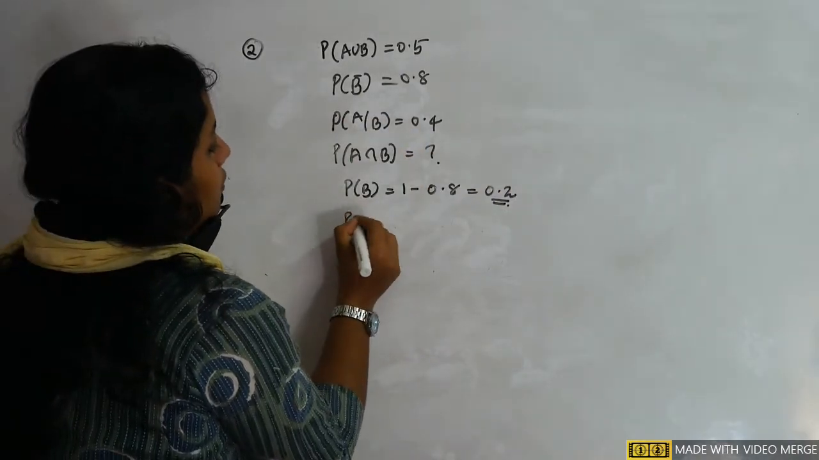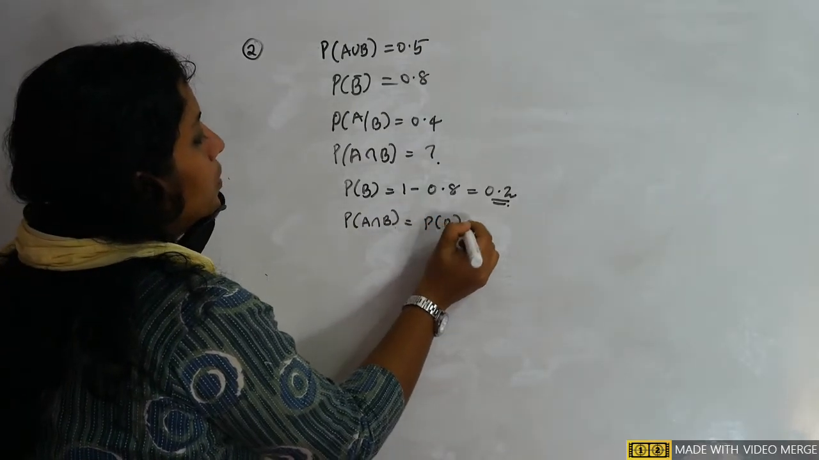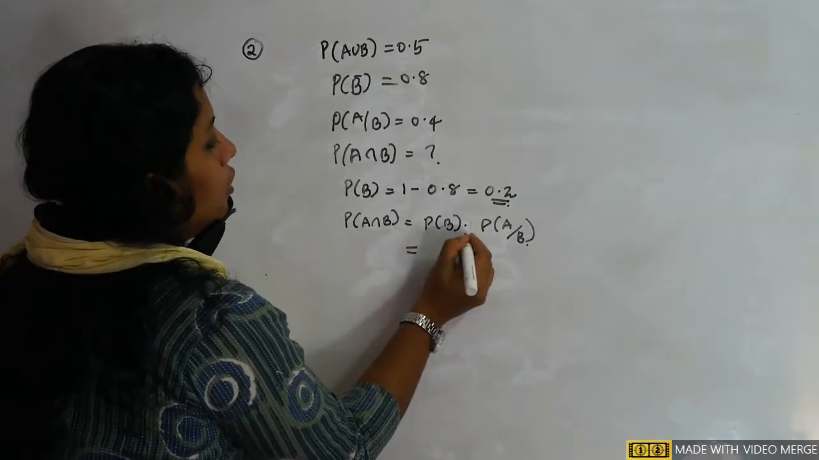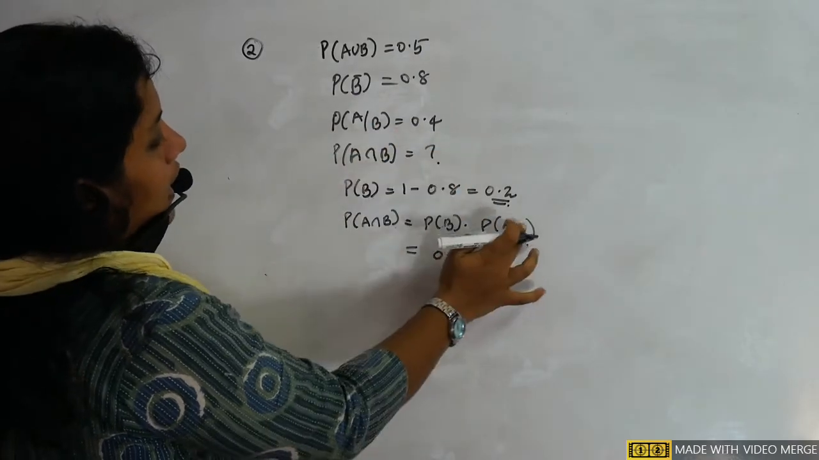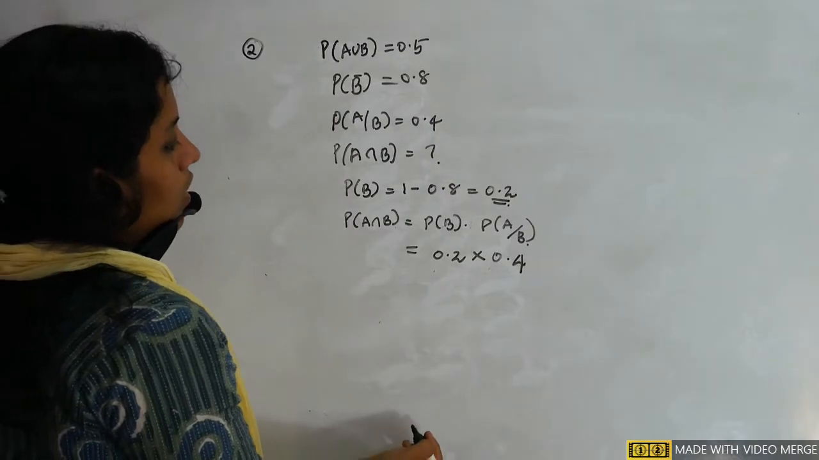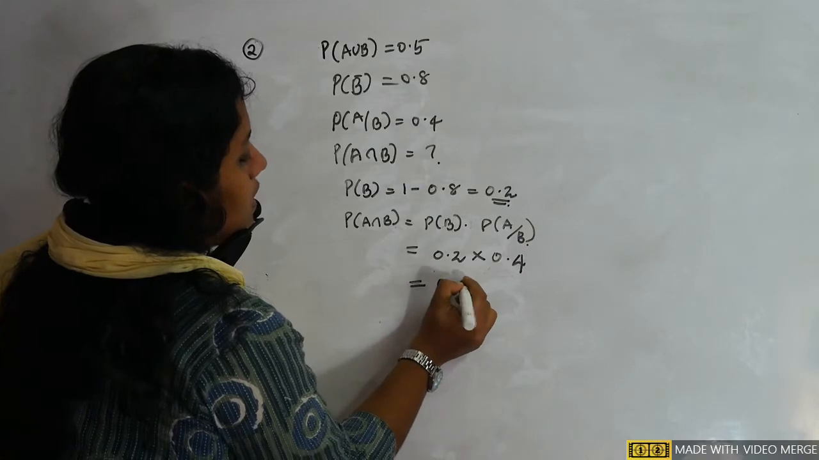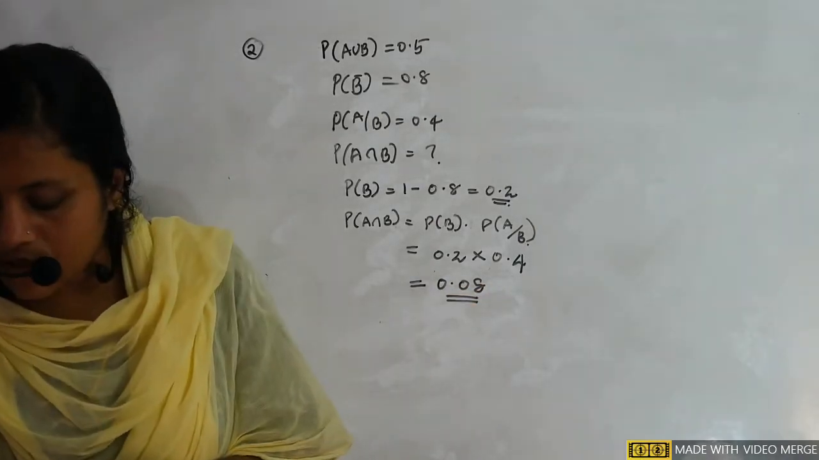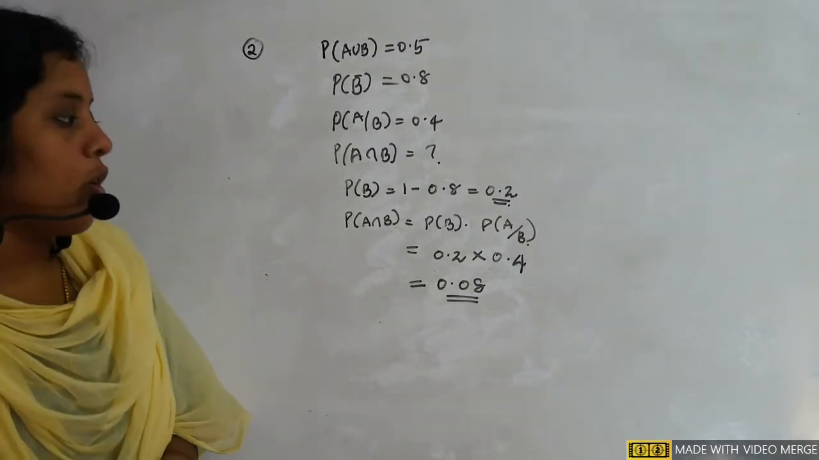Now what is P of A intersection B? P of A intersection B is P of B times P of A given B. P of B is 0.2 times P of A given B. What is P of A given B? That is 0.4. So P of A intersection B is equal to 0.08. So what is the answer? Our answer is option A, 0.08.